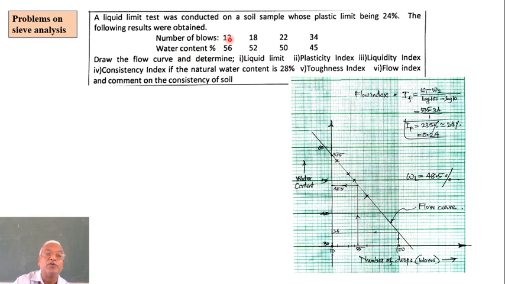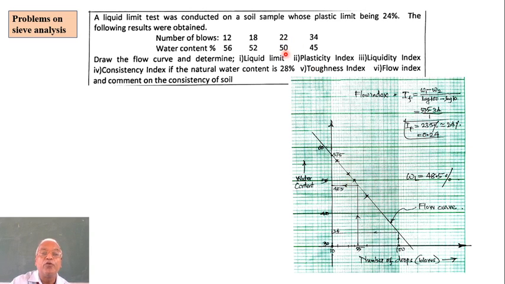Here my number of blows are 12 to 34, so 10 to 100 is the range. Now the percentages are 56, 52, 50, 45, so I have started with 30, 40, 50 and 60 so that I can plot all the water contents. Now what is the first point? For 12 blows, it is 56%. So for 12 blows I have marked it here, 12. This is 50, this is 55, 56%, that is the point. Now similarly for 18, this is 10 and this dark line is 20, so that is 18. For 18 it is 52%.